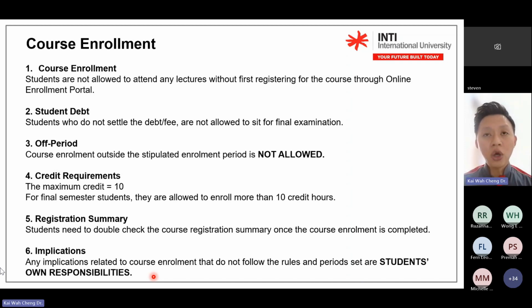You should know when to enroll the new courses. You should know when to pay your tuition fee. You should know when to submit your course assessment, for example, individual assignment, group assignment, quizzes, or any assessment. When is the final exams? So this is why I say you have to take charge of your own academic progress.